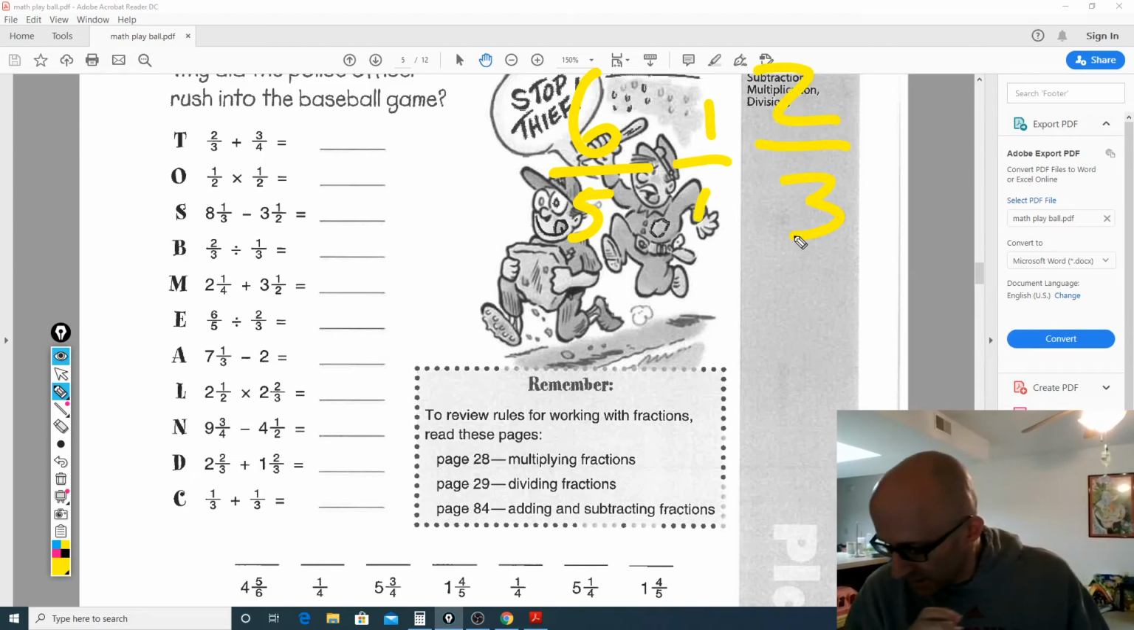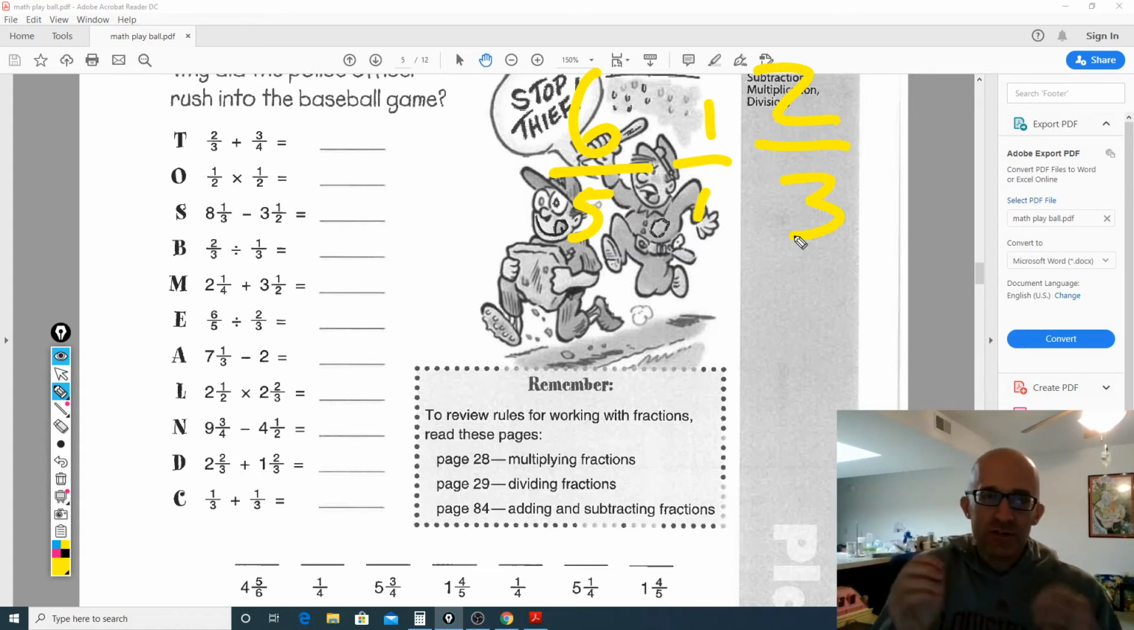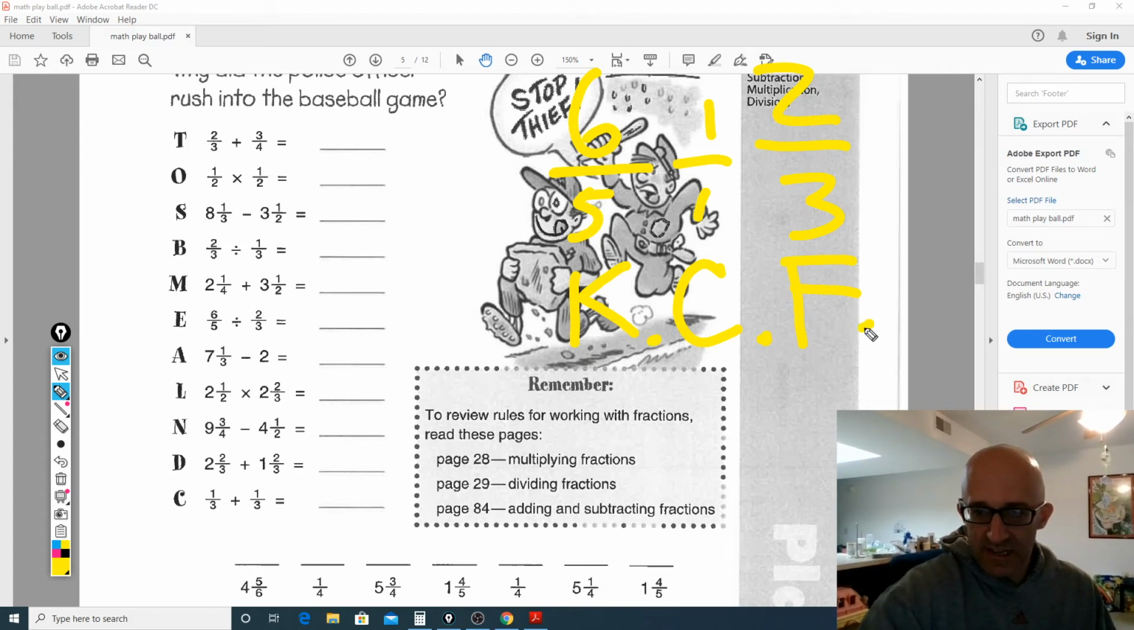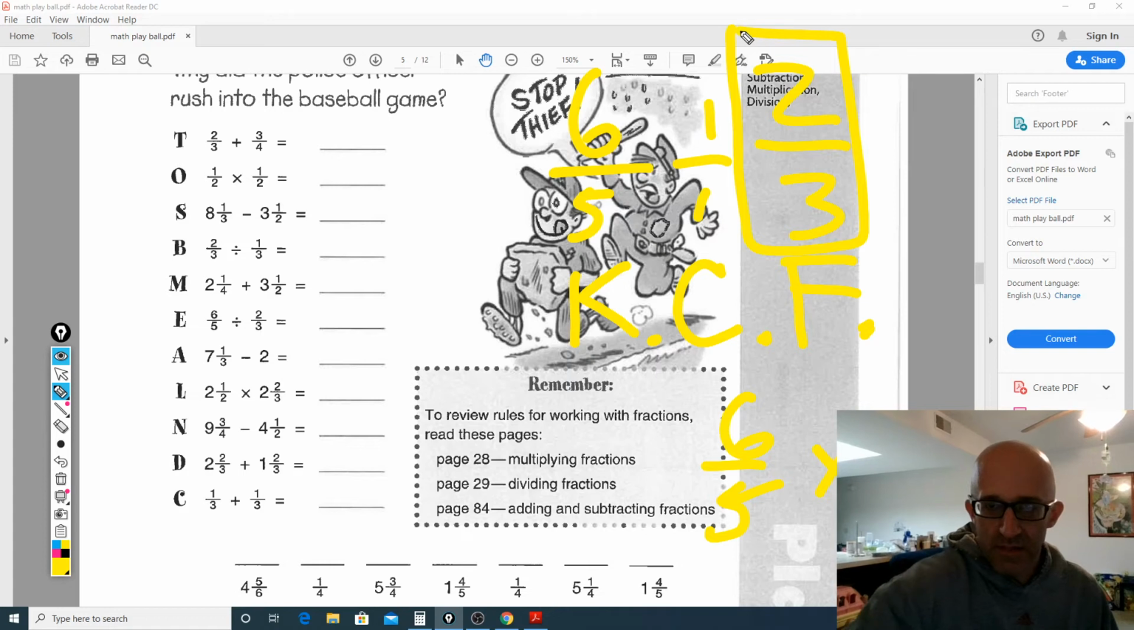So when you're dividing fractions, simply put, if you remember this, keep, change, flip, not KFC, but KCF. You're going to keep 6 over 5. You're going to change the division sign to a multiplication sign, and then you're going to flip that second fraction to 3 over 2.